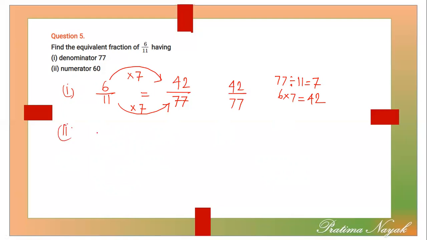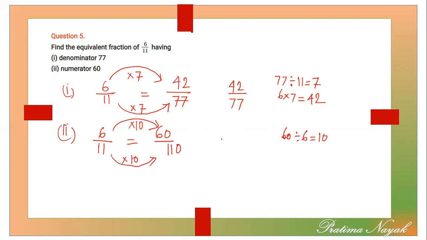Part 2. Now I'll make the numerator 60. So think of what is multiplied. 60 divided by 6 is equal to 10. So 10 is multiplied. If you can think mentally, no need of writing all this. You can go on doing 6 times 10 is 60. So 11 times 10 is 110. So the answer will be 60 by 110. I hope you are learning.